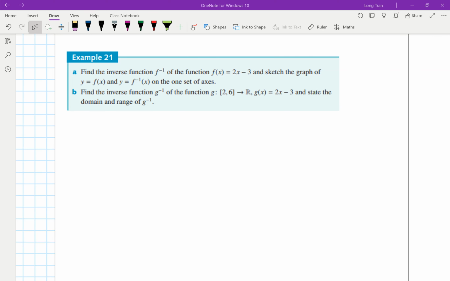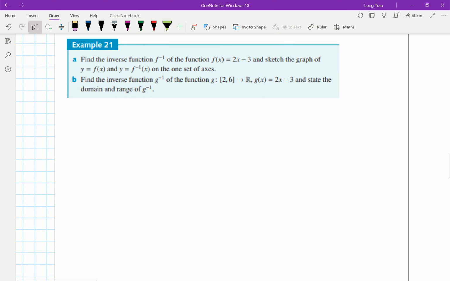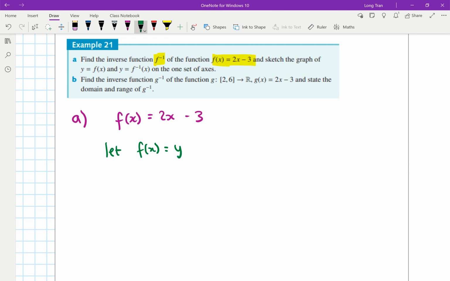Hey there, year 11. So now we're actually going to apply, in example 21, our understanding of inverse functions. Here we say, find the inverse function of the function f of x equals 2x minus 3 and sketch the graph of both, right? So A, if the function is equal to 2x minus 3, I normally like to use x and y, so I'm going to say let f of x equal y. So now I have y is equal to 2x minus 3.